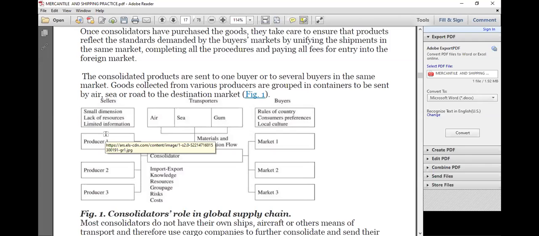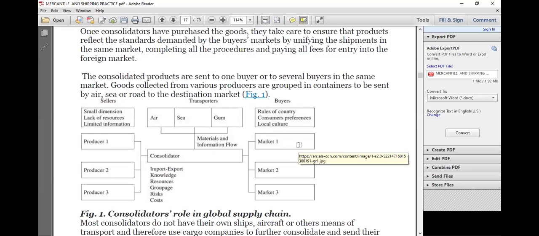Like yourself, maybe you're producing a given product and you want to start shipping internationally. So you may not have enough resources to fill a container. Then also here we have the transporters. We can have air transport, sea transport, and land transport, which includes road and rail. Then we have buyers here.